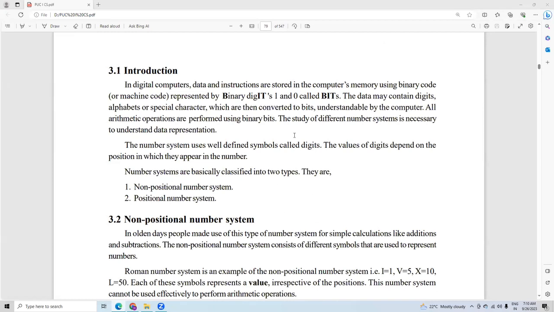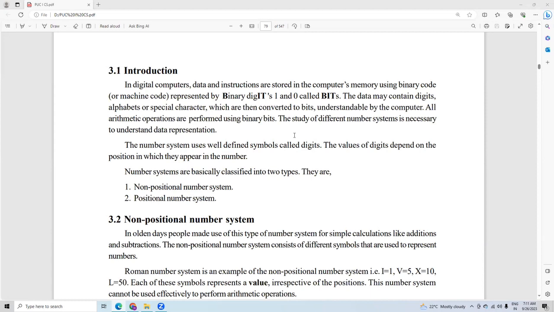In digital computers, data and the instructions are stored in computer's memory using binary code, or we also call it machine code, which is represented by two digits, that is 0 and 1, which are called binary digits. Bit stands for BIT: B for binary, IT is taken from digit, so it is bits. So the data may contain digits, alphabets, symbols, right? Later on, once you enter it, it will be converted to binary digits.